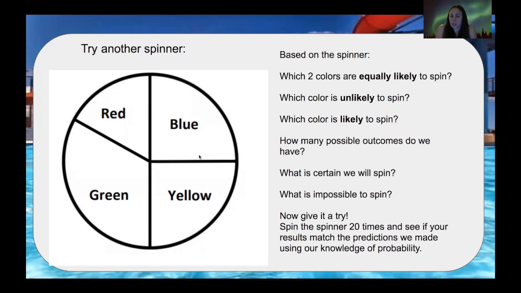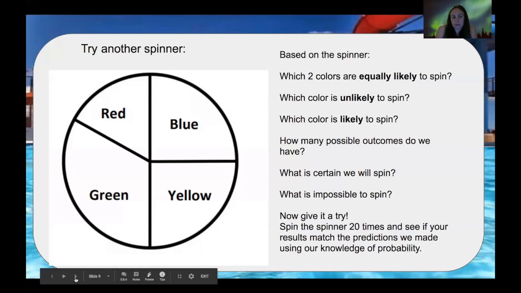All right, so now give it a try. Spin the spinner 20 times and see if your results match the predictions we made using our knowledge of probability. Our results should show that blue and yellow are very close, if not the same number of times spun. Red should have the least and green should have the most. And if you have time after you spin it 20 times, spin it 50, spin it 100 times. The more you spin, the closer we should get to those theoretical probabilities, so the closer we should get to blue and yellow being exactly the same, red being the least and green being the most.